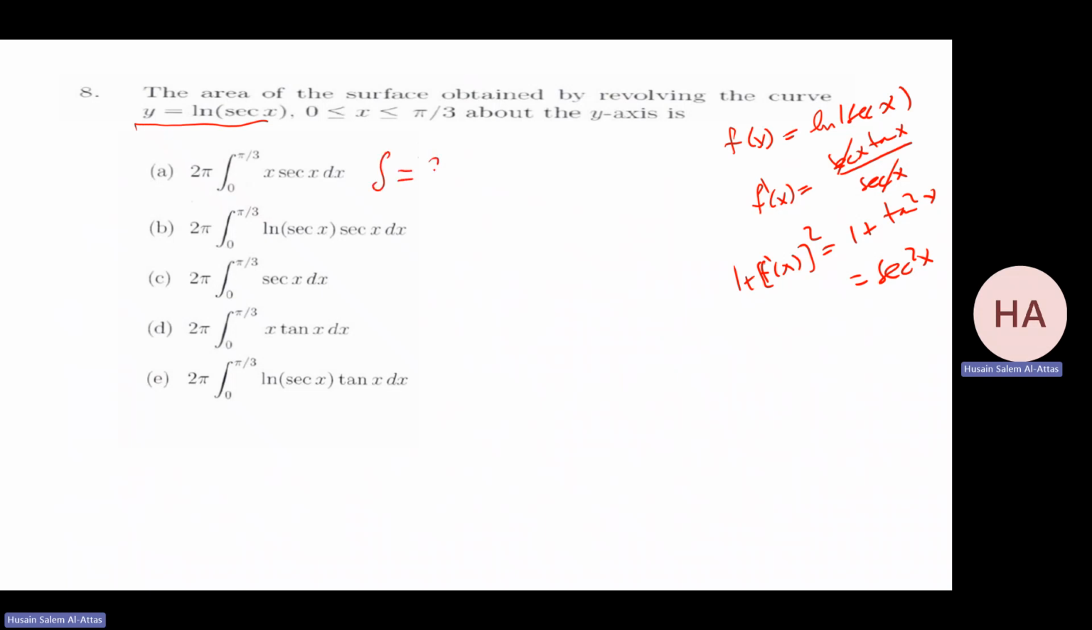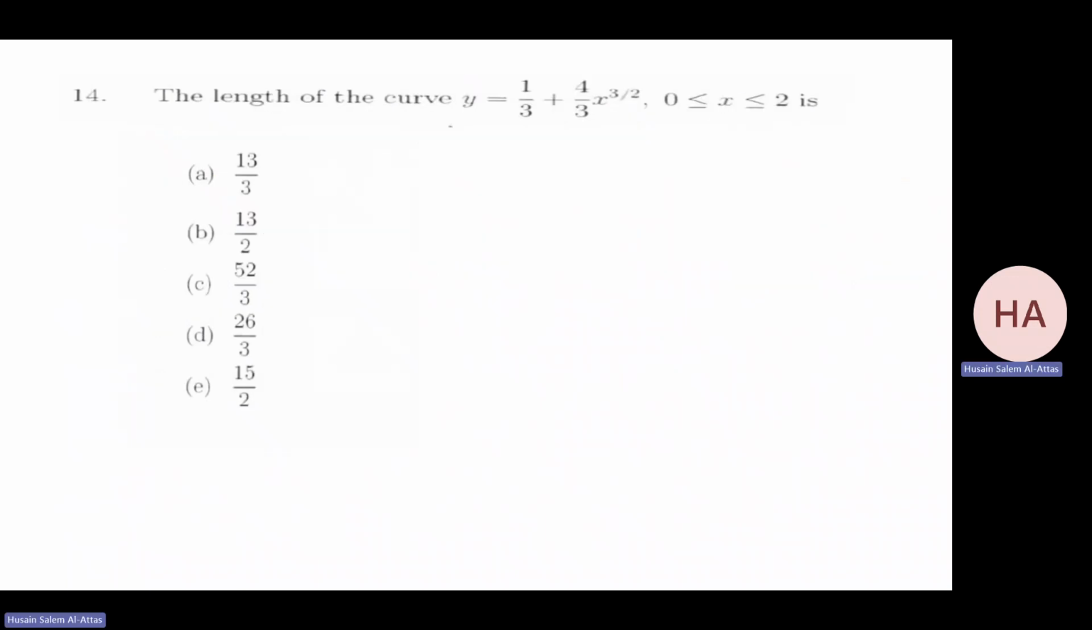So S will be 2 pi from 0 to pi over 3. And this is about the x-axis. It will be x times the square root of 1 plus f prime squared dx. So that will be 2 pi, integral of x times the square root of secant squared, which is secant x dx, which is this one.